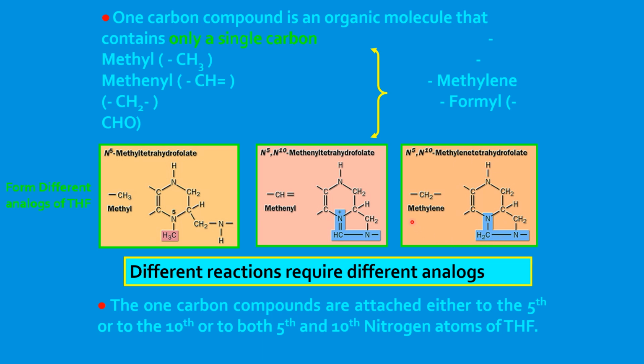It can be in the methylene form, where the carbon is again attached to N5 and N10, but in the form of methylene. So we talk about N5, N10 methylene tetrahydrofolate. You can see these are major points: the nitrogen 5 and the nitrogen 10 are the major points of carrying the one carbon group.